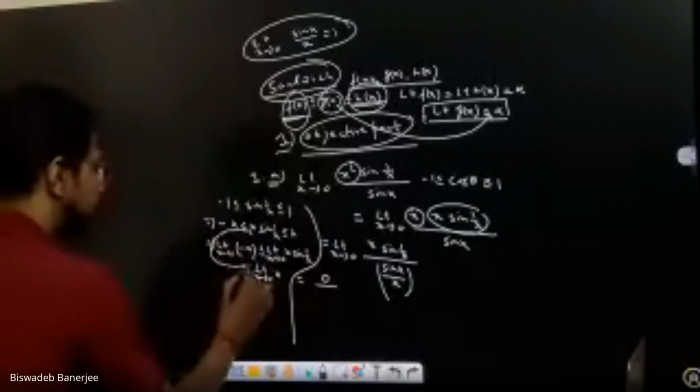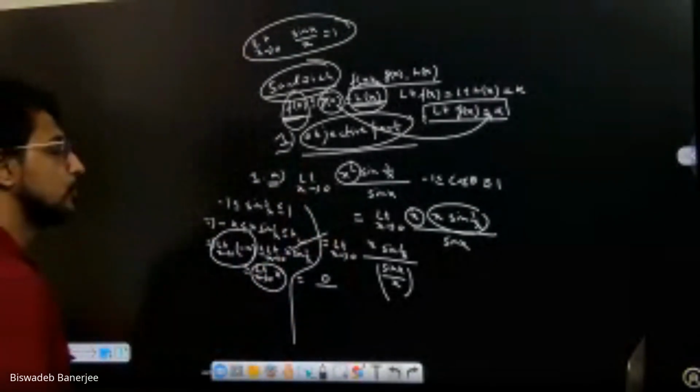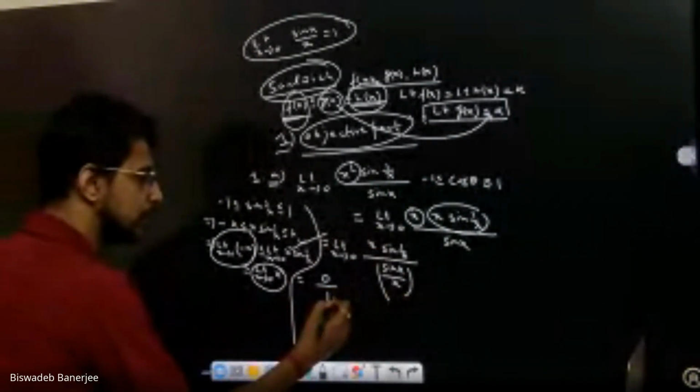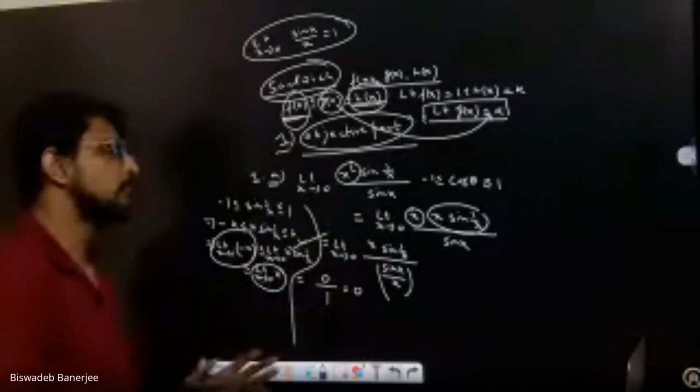So this is 0 and this is 0, so the middle one is also 0. Using the concept, we have found that this limit is 0 and this limit is 1. So 0 by 1 gives you 0. Okay, 0. So the answer of this question is 0.